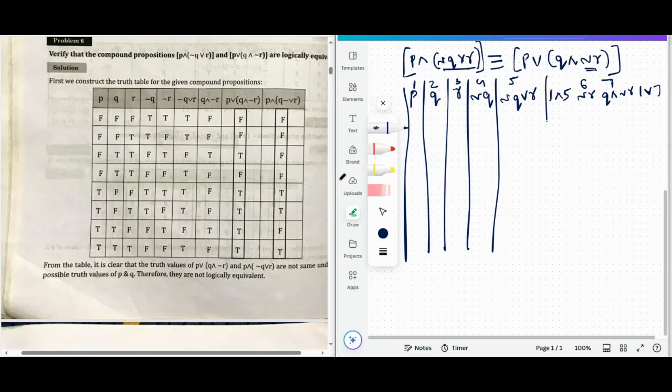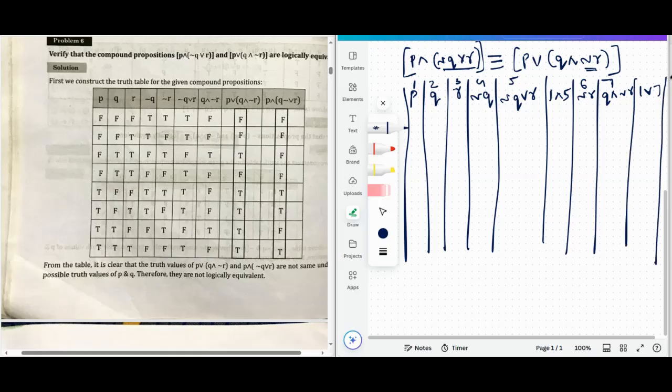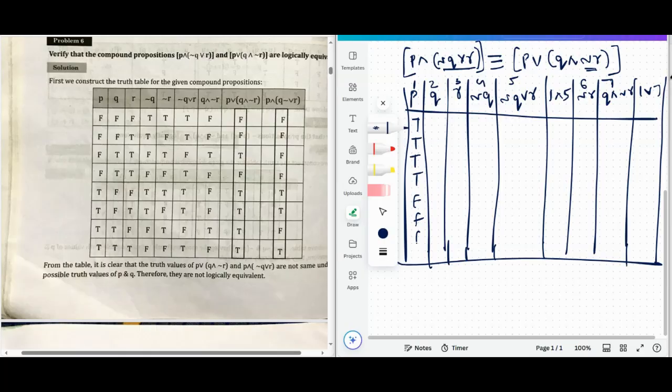So here we'll prove for, so yeah, we have T T T T F F F F. Then 2 times T T, T T F F F F. Then 1 time T, 1 time F, T F T F T F T F. Then negation Q will be F F T T, reverse of Q, F F T T T, and then again T. Then we'll be taking negation Q or R.